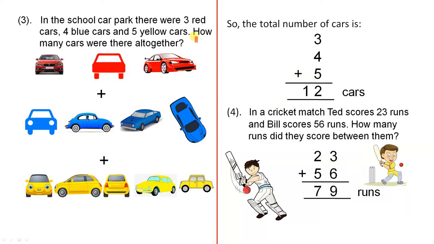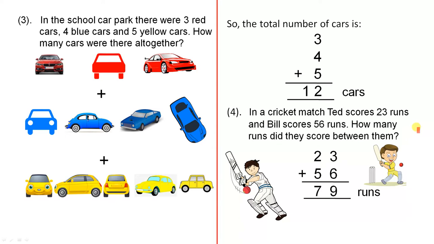In the school car park there were 3 red cars, 4 blue cars and 5 yellow cars. How many cars were there altogether? This type of question, when it says were there altogether, that is an addition sum. So here we're adding the red cars to the blue cars to the yellow cars to get the total. So the total number of cars is 3 plus 4 plus 5, and that gives us 12 cars.